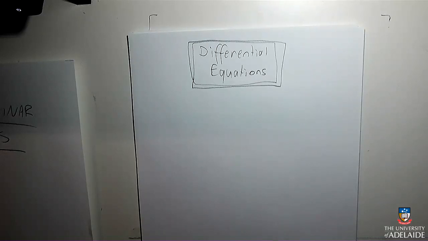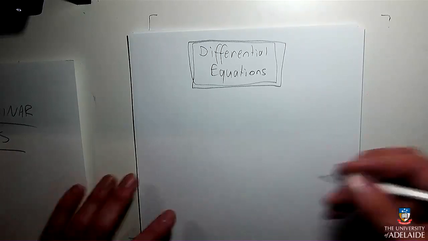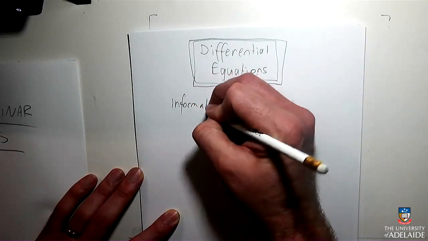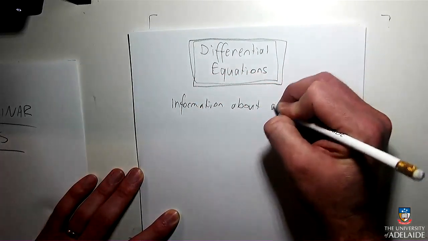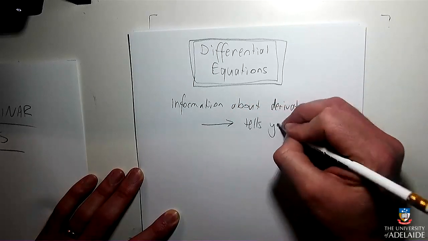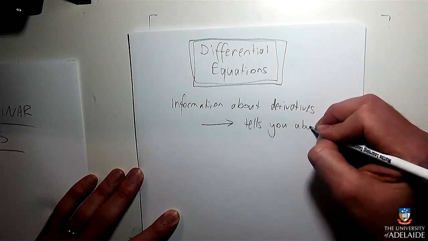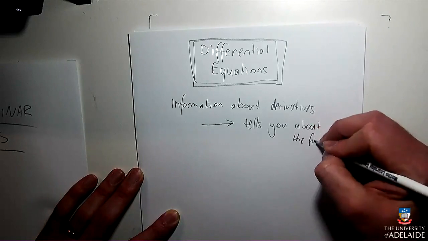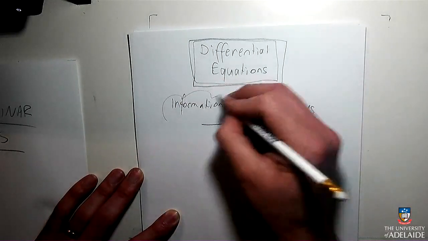There are things where you know that the population of say bacteria will be growing, it will grow faster if there's more of them, and so the speed at which it grows is related to how many there are right now. And so you have this equation that relates the speed to the current value, and you can use that to figure out what the current value is. So that's the idea. Information about derivatives tells you about the function. That's the sort of general idea.